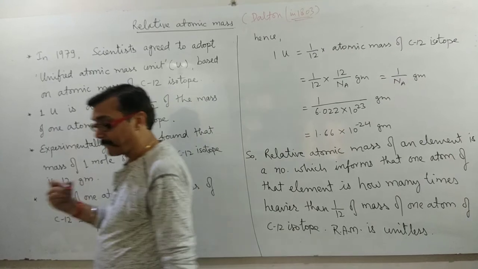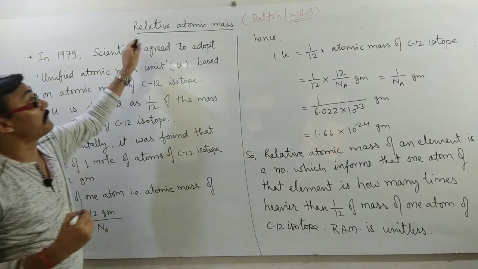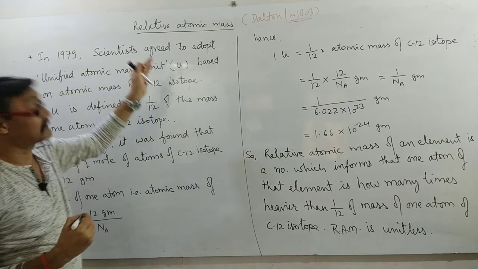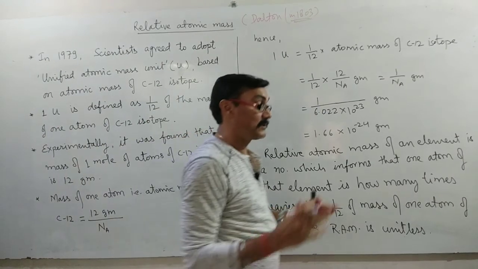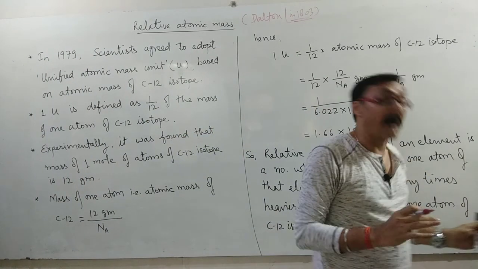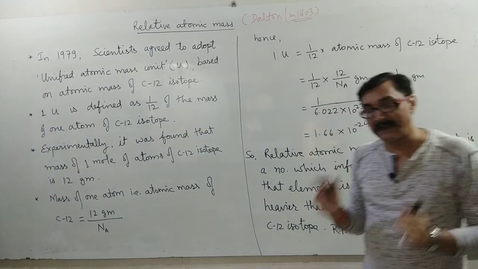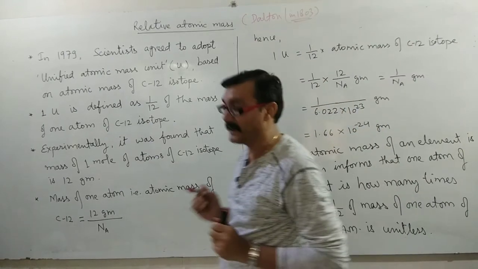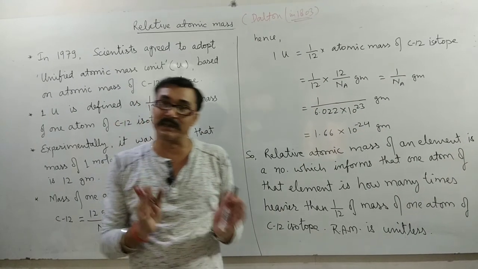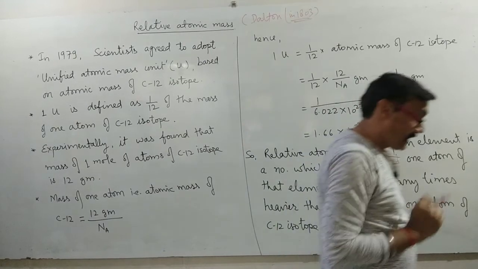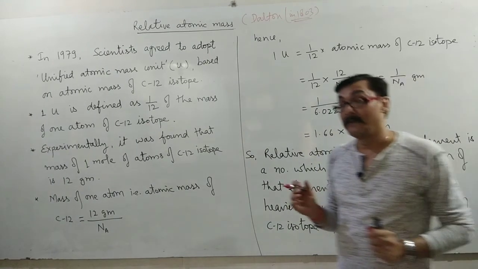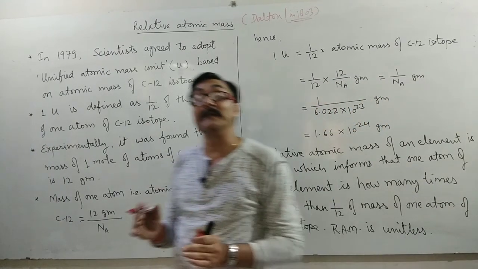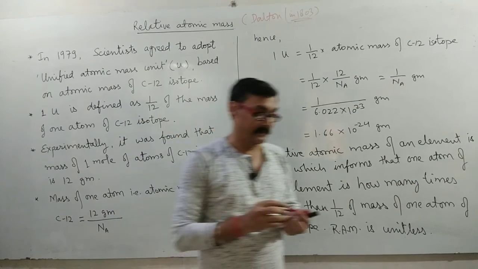First, relative atomic mass, that is, atomic masses of elements are compared with the atomic mass of hydrogen. That is, the reference element was taken as hydrogen. And later on, the reference element was taken as oxygen.